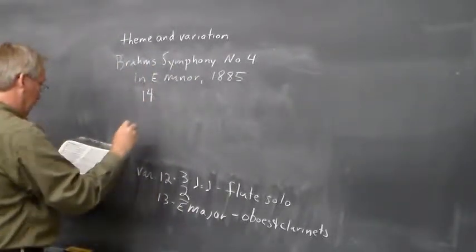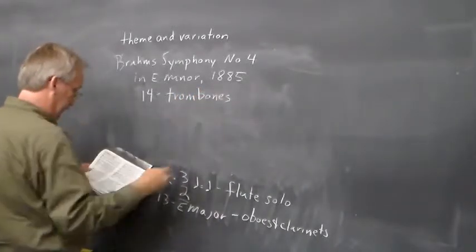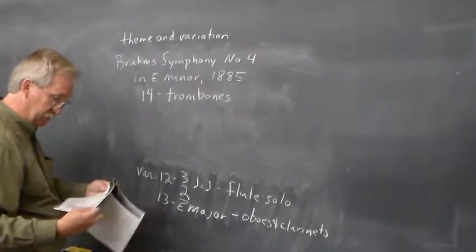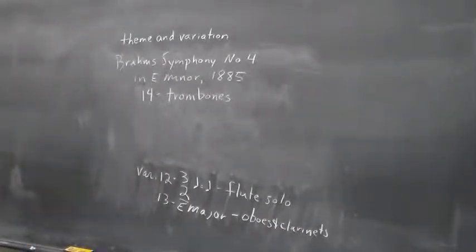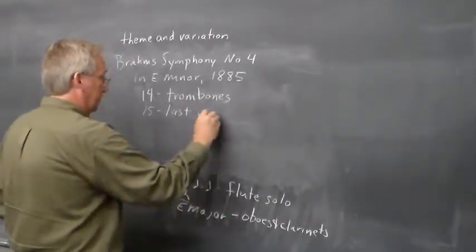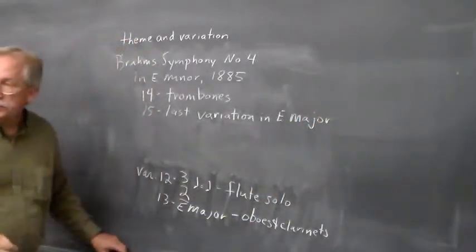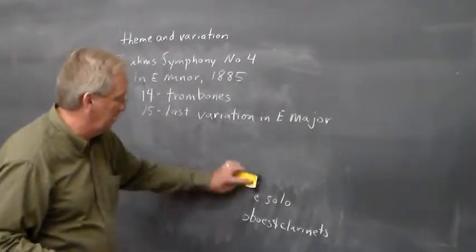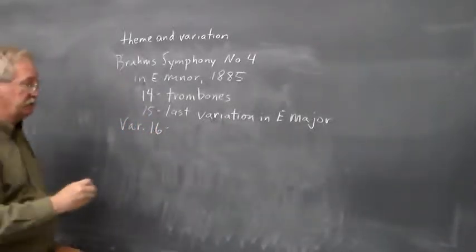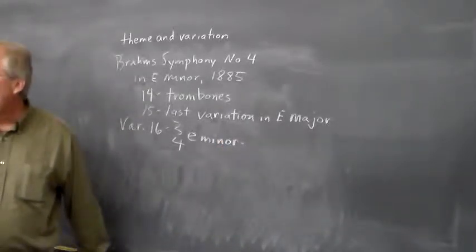And then variation 14 features the trombones. It's very beautiful. It's still in E major. And then the final variation in this section is going to conclude that section in E major. So you're halfway through the movement at this point. And then variation 16 changes back to 3-4, back to E minor, and then it restates the theme the way you heard it at the very beginning of the movement.